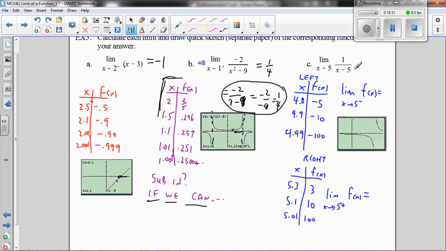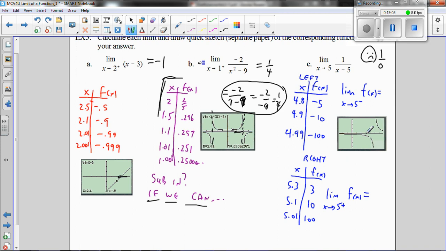This is a good one because I can't just substitute 5 in there, right? If I substitute in 5, I get 1 over 0, and we don't know what's going on then, right? So there's a couple things I could do. I could look at the graph, or I could look at the table. Think of the left-hand limit. So when x is a little bit lower, a little bit to the left of 5, things like 4.8, 4.9, 4.99, well, what's happening? I just use my calculator, the value is getting bigger and bigger negative.